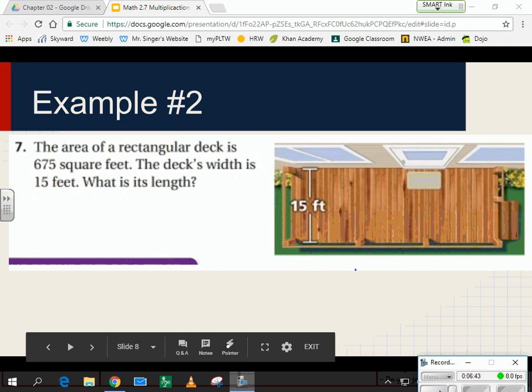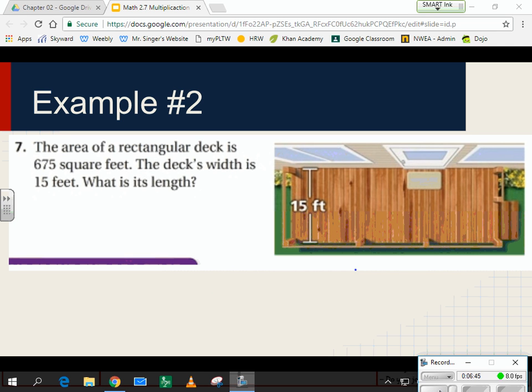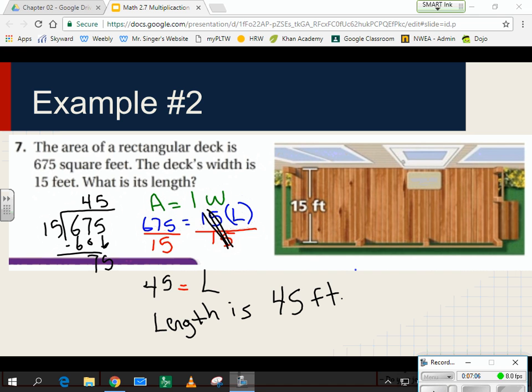Now it's your turn. You're looking at a deck here. The area of the deck is 675 square feet. We can see what the width is. We need to find the length. So again, to help you, area equals length times width. Plug the numbers you do have in there and chug out a variable, or chug out an answer, and come back when you're done. And here's the answer you should have gotten.